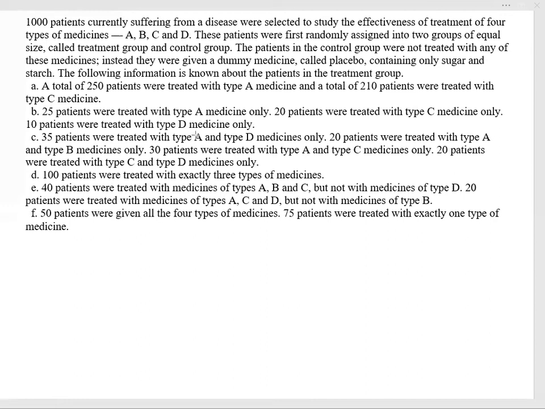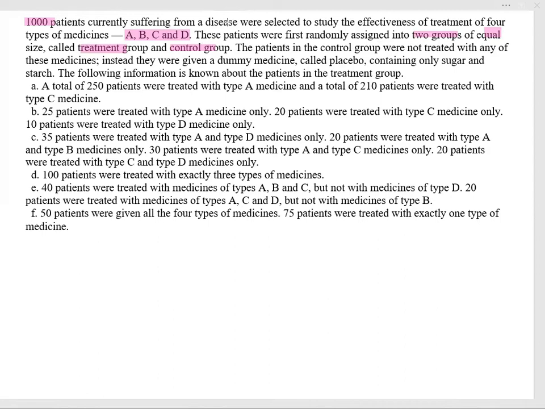Set of informations that we can find here. It is actually talking about 1,000 patients currently suffering from a disease, were selected to study the effectiveness of treatment of 4 types of medicines, A, B, C, and D. These patients were first randomly assigned into 2 groups of equal size, that means 500 each, called treatment group and control group. The patients in the control group were not treated with any of these medicines.